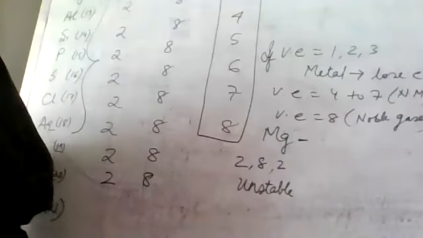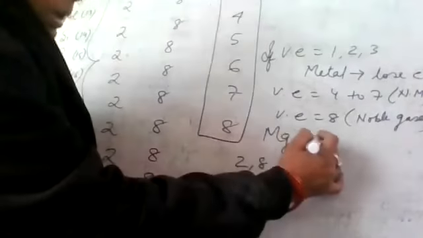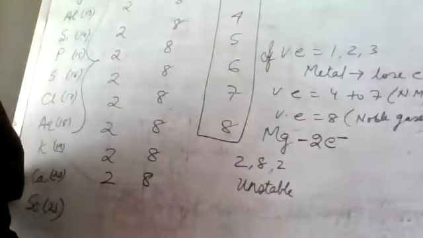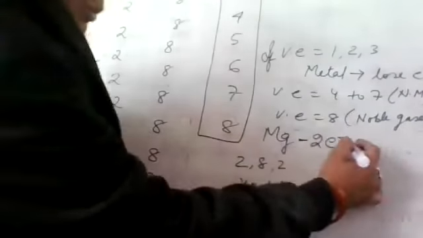क्या लूज कर रहे हैं? Electrons. How many electrons are you losing? 2 electrons. So you will write 2. You are losing electrons. Electron is negatively charged. Yes, ma'am. You put an arrow.